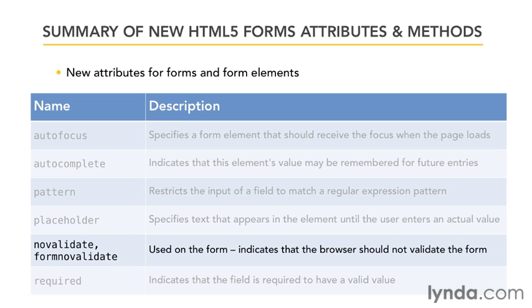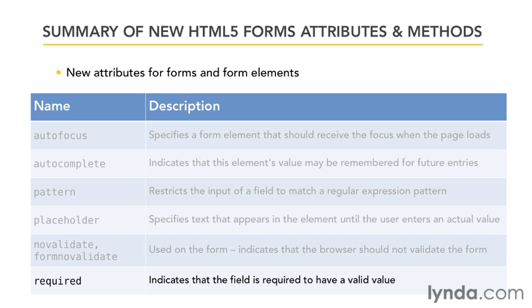The noValidate and form noValidate attributes are used on forms. These indicate to the browser that the browser should not apply any validation logic to the form when it gets submitted. And we'll see why you want to do that later. And then finally, there's the required attribute, which indicates that the field is required to have a valid value before the form can be submitted.